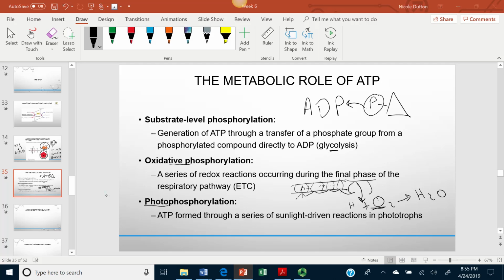Photophosphorylation, photo involves light. This is how ATP is formed through a series of sunlight-driven reactions in phototrophs. We'll talk about photosynthesis last.